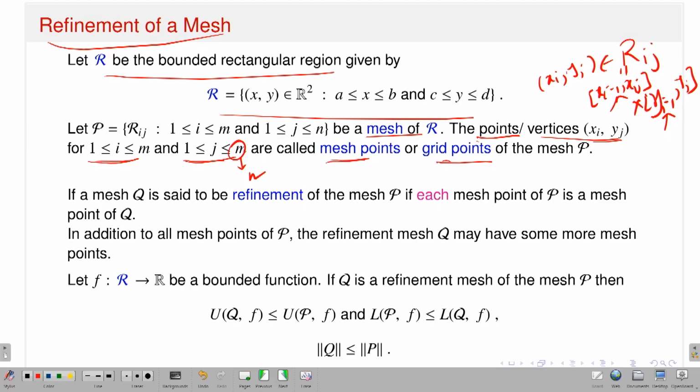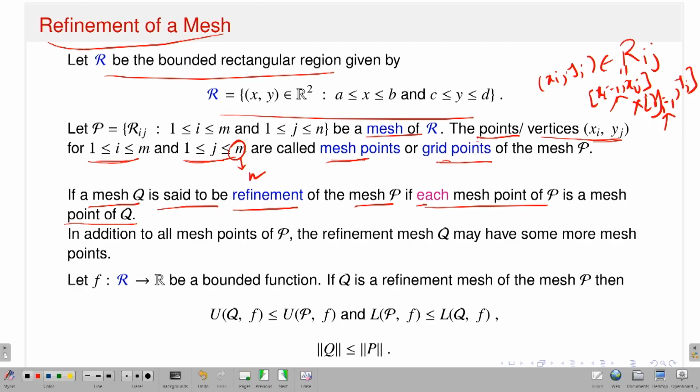Okay. Now, I want to define a refinement. A mesh Q is said to be a refinement of the mesh P if each mesh point of P is also a mesh point of Q. That means I have a rectangular region and a partition, and I am making a finer partition.